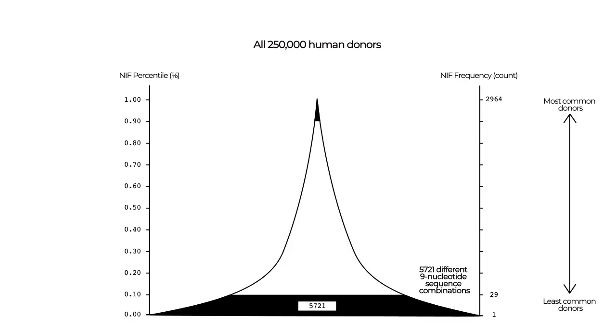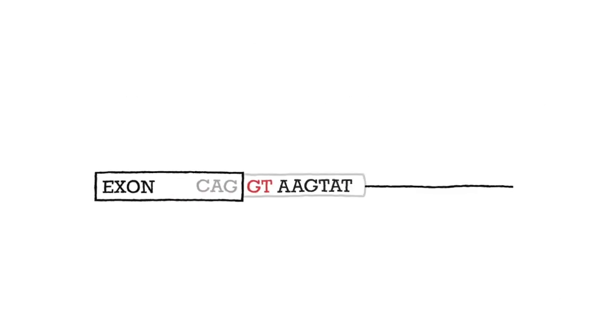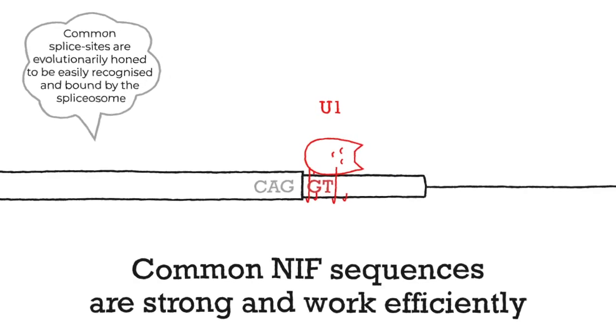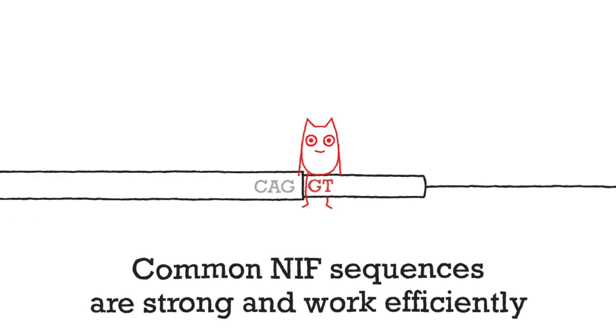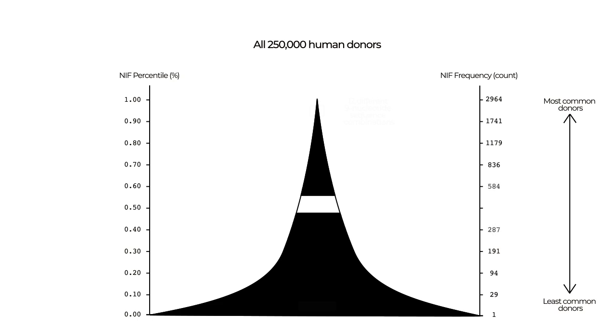And if we look at the most common 10% of donors, the raw NIF frequency ranges from 1,741 to 2,964, with only 12 different 9-nucleotide sequences in this decile because each of them are so common. These common splice sites have been evolutionarily honed to be easily recognized and bound by the spliceosome. Therefore, they work efficiently. The remaining 80% fall within this plot.